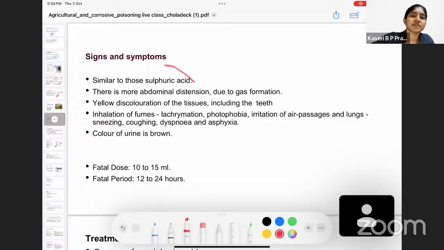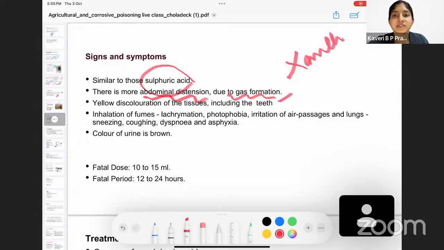So basically what I mean to say here is, for all the acid poisoning, the signs and symptoms are almost similar. You remember what happens in GIT, and then you can explain what happens to other internal organs. You can explain about the pain. You can explain about the reflex vomiting and nausea that is seen, and about the hypovolemia. There is more abdominal distension due to the formation of gas in case of nitric acid poisoning. Yellow discoloration of the tissues, including teeth, that is because of the xanthoproteic reaction.